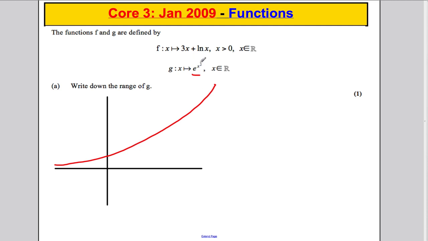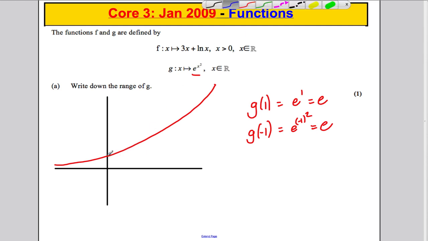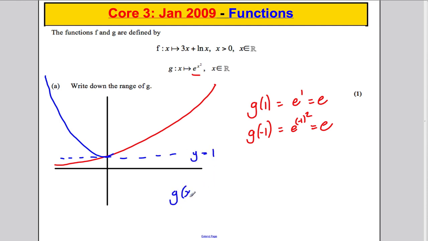But e to the x squared, well, imagine we put in, let's say, 1 in there. If we worked out g of 1, it would be e to the 1 squared, which is e. What would g of negative 1 be? Well, it would be e to the negative 1 squared, which would also be e. So the fact that we've got an x squared actually makes this an even function. So actually, it would be kind of like e to the x, but it would be an even function as so. And the range of it, this key point here, is y is equal to 1. The range of g of x is therefore greater than or equal to 1.